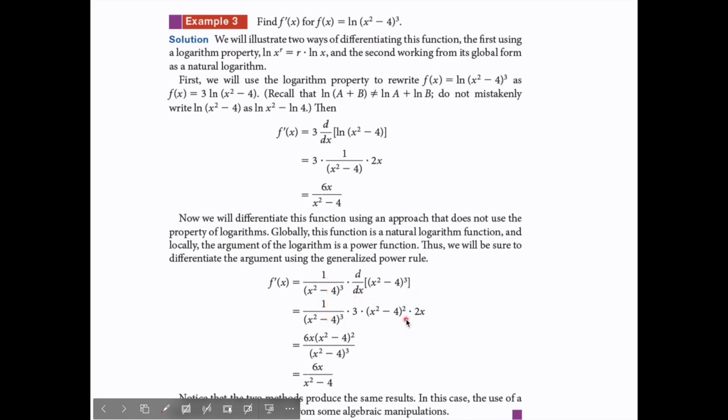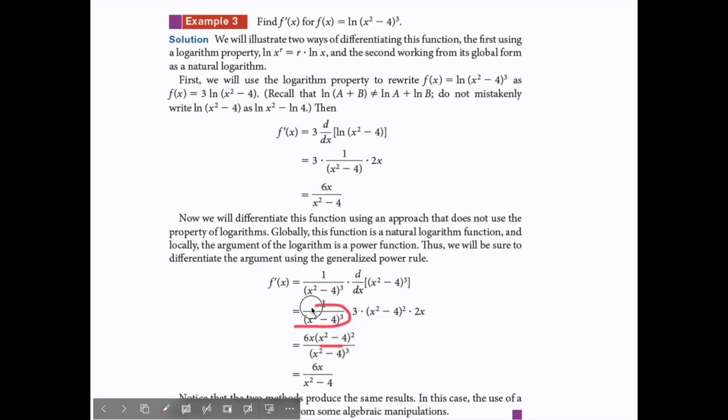This is where we can use the power rule. The 3 comes down in front. This gets decreased by 1. And now I have to use the chain rule again because we have this inner function when we use the power rule. So then I multiply by 2x. The 2x is the derivative of x squared minus 4. Now when we simplify this across the top, I have 3 times 2x, which is 6x. And then I have x squared minus 4 quantity squared.